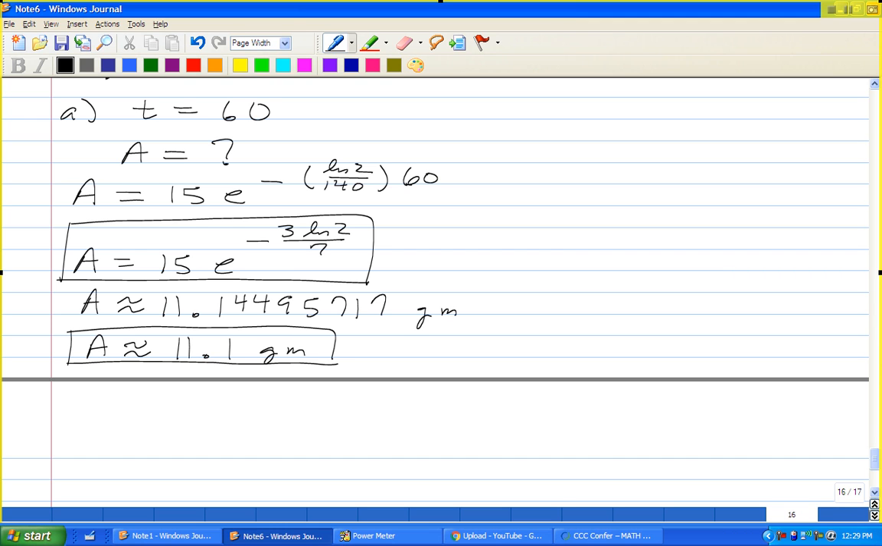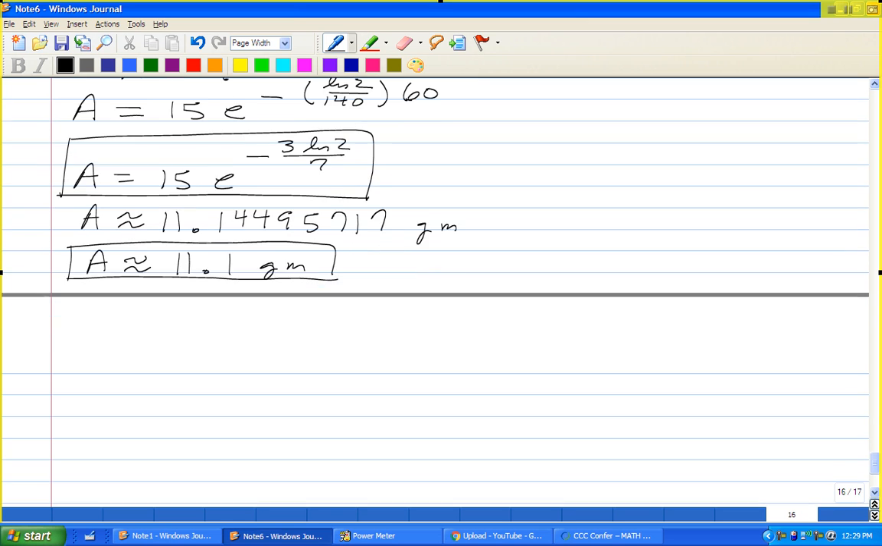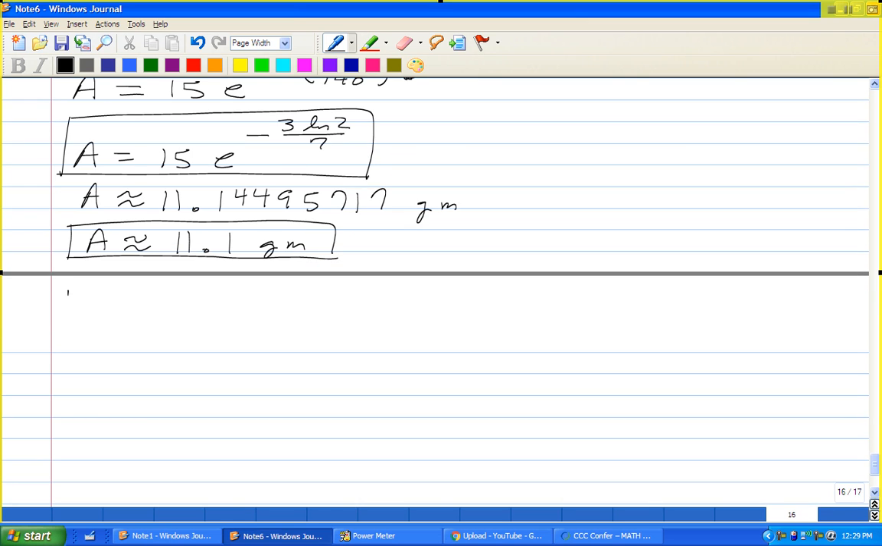It's equal to 15 over the 7th root of 8. So 15 divided by the 7th root of 8.